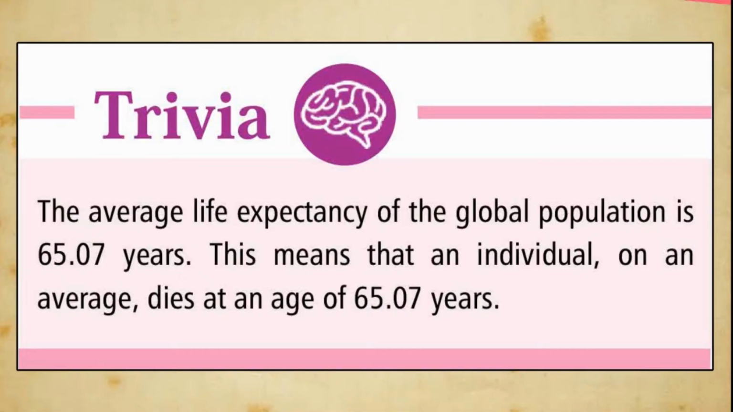Trivia. The average life expectancy of the global population is 65.07 years. This means that an individual on an average dies at an age of 65.07 years.